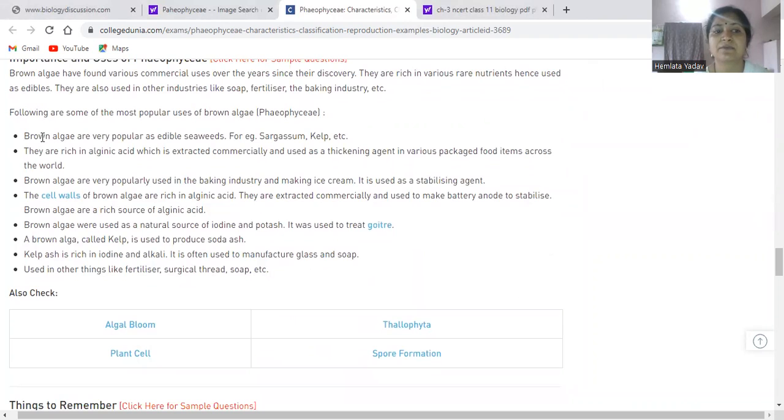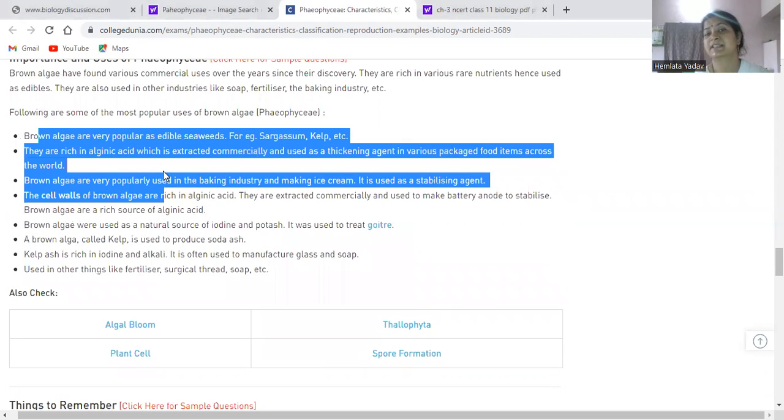Their importance is that brown algae are very popular as edible seaweeds. Examples are sargassum and kelps, which are very profuse and macroscopic in size. They are very large and multicellular. So they act as food for herbivorous aquatic animals. Animals like otters feed on kelps.